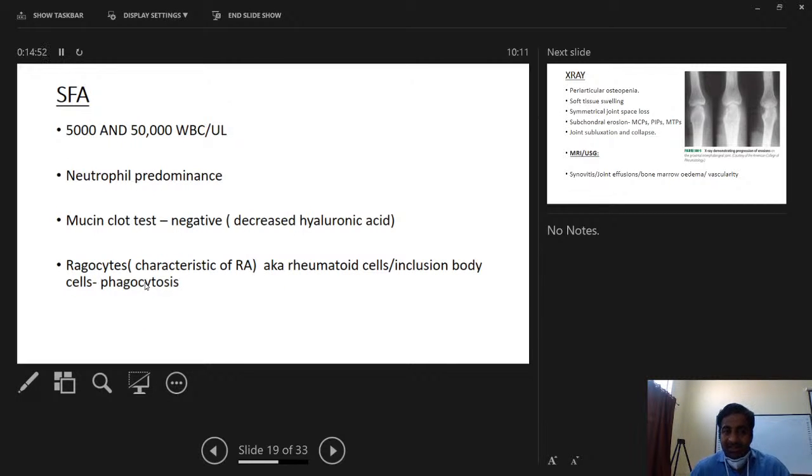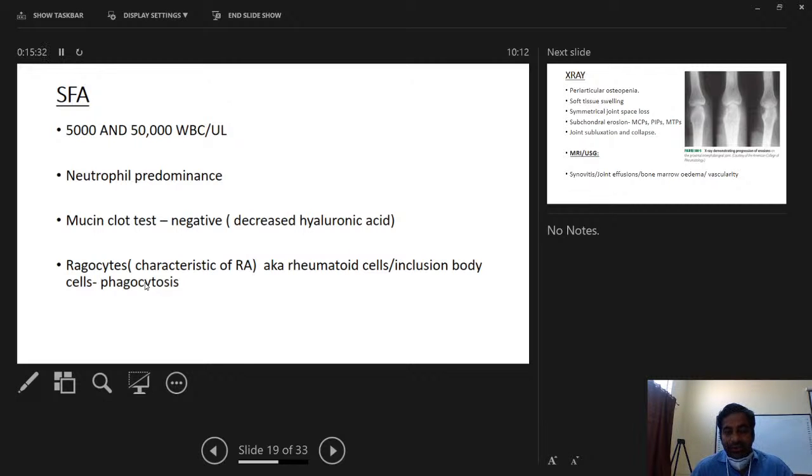Synovial fluid analysis, you'll do it just to rule out other causes if you feel it is not rheumatoid arthritis, such as septic arthritis or something else, seronegative. Usually it's not done in rheumatoid arthritis. But if RF is weakly positive and anti-CCP is negative, in those cases you can go for synovial fluid analysis, wherein the counts will be between 5,000 and 50,000, with neutrophil predominance. If it is greater than 50,000, you call it septic arthritis.